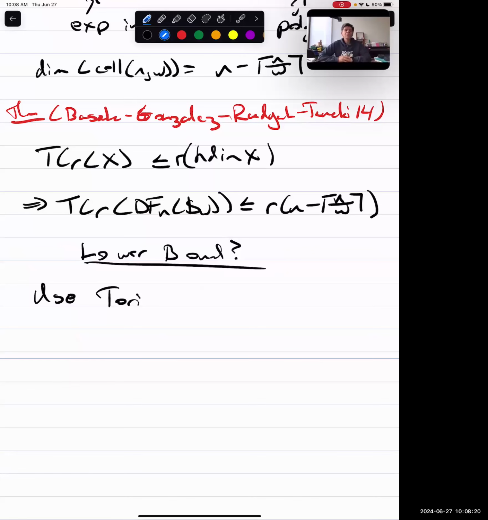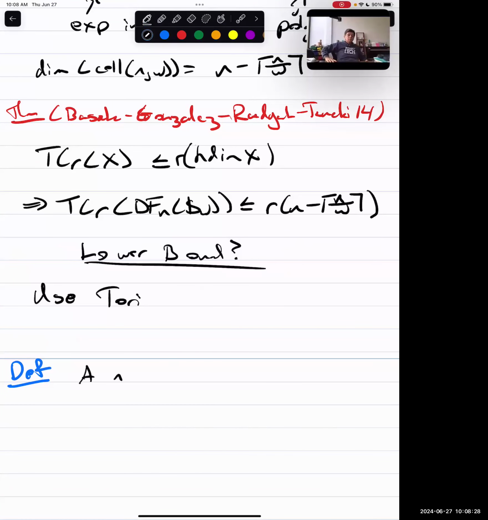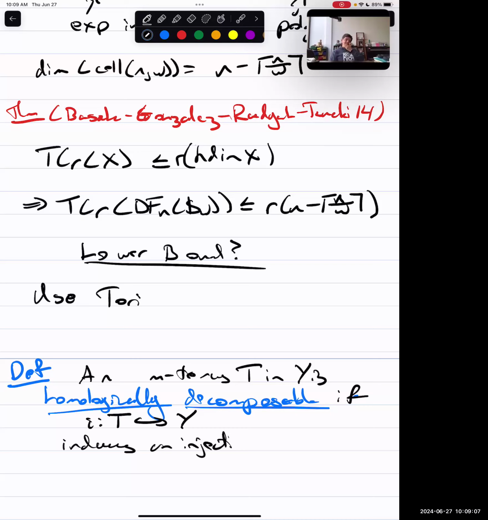And so what's the idea? Definition. An n-dimensional torus T in Y is homologically decomposable if the inclusion map of T into Y induces an injection on first homology, so H_1 of the torus into H_1 of Y.